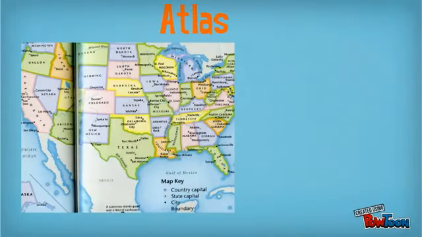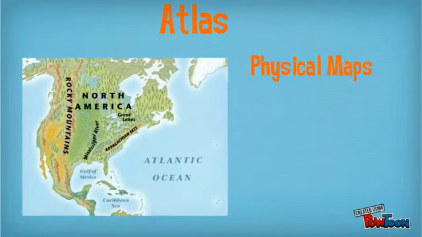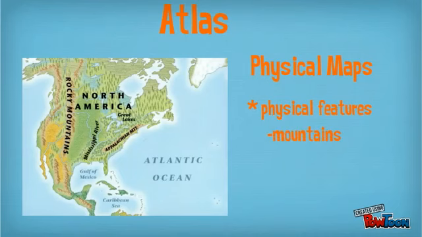There are different kinds of maps. One type is a political map. It shows you the political boundaries, such as boundaries for countries, states, or counties. Another type of map is a physical map. It reflects the features of an area, such as mountains, rivers, and lakes.